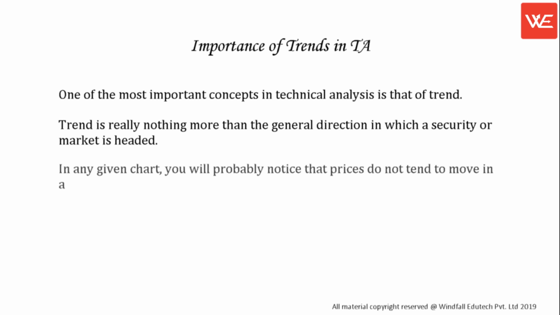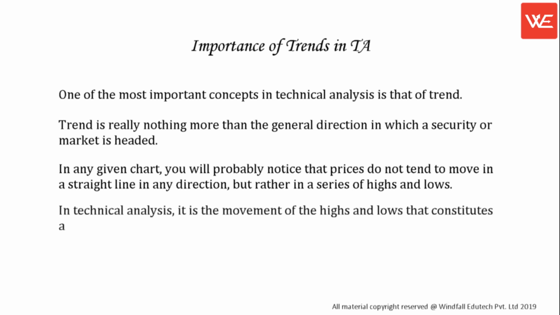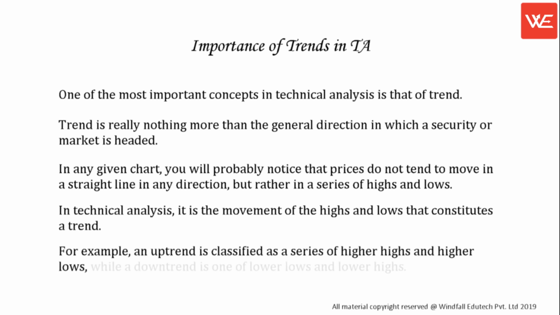In any given chart, you will probably notice that prices do not tend to move in a straight line in any direction, but rather in a series of highs and lows. In technical analysis, it is the movement of the highs and lows that constitutes a trend. For example, an uptrend is classified as a series of higher highs and higher lows, while a downtrend is one of lower lows and lower highs.